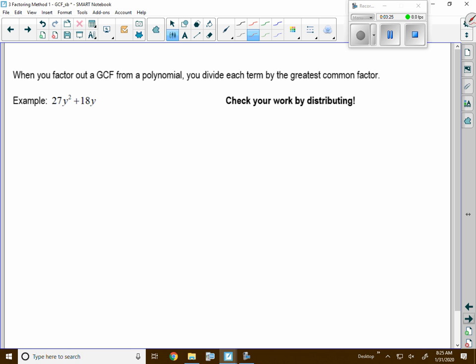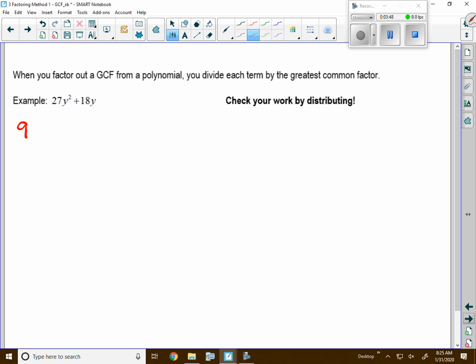Okay, so when you factor out a GCF from a polynomial, you'll divide. So we're going to combine what we did yesterday with what we just did on the previous questions. Okay, I want you to figure out what number goes evenly into 27 and 18 and is the biggest one. 9. Okay, so we know that 9 is a GCF. Is part of your GCF, I should say.